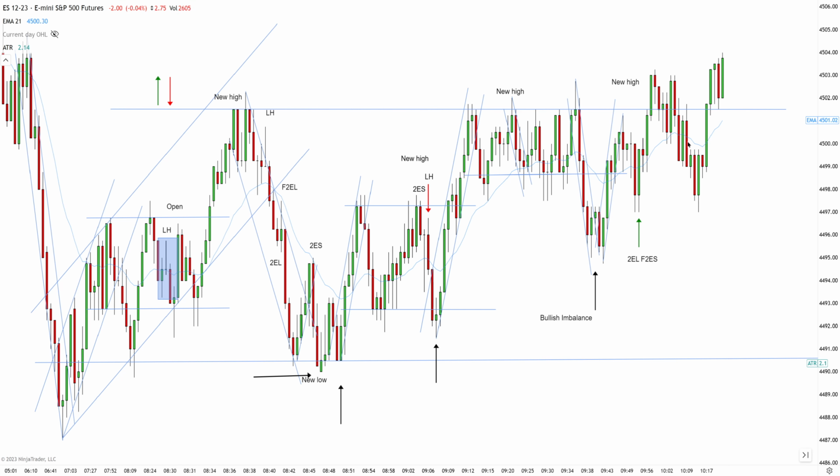Now we even have a failed second entry long with a great signal bar. And this is at the top of the trend range, a little failed breakout. So I like even going short here. I'm going to mark it more aggressive because now you are aware that we have bullish imbalance.